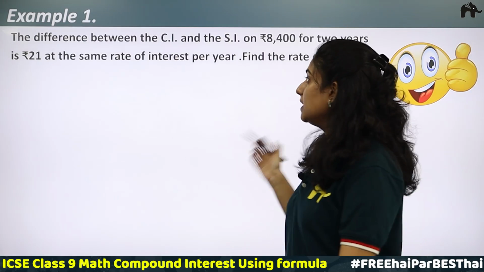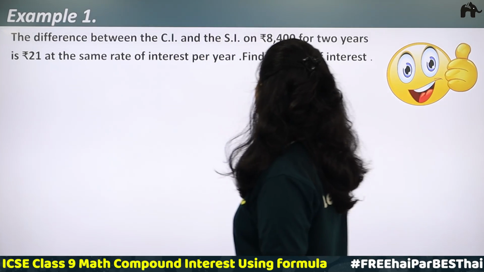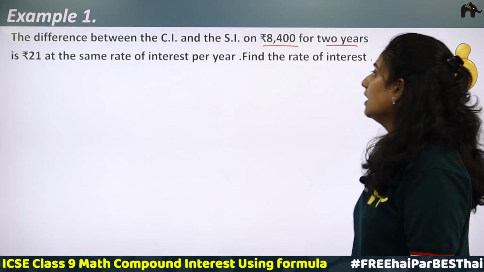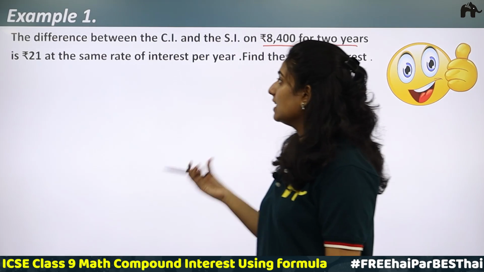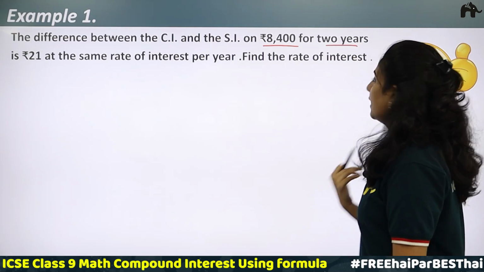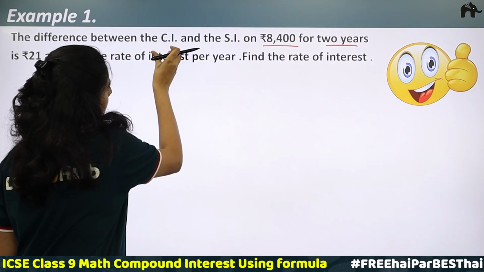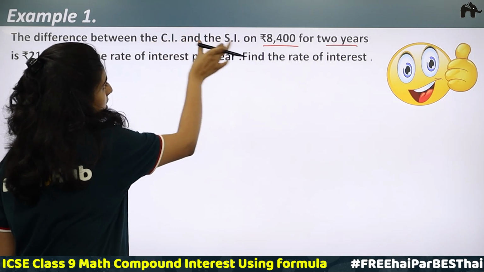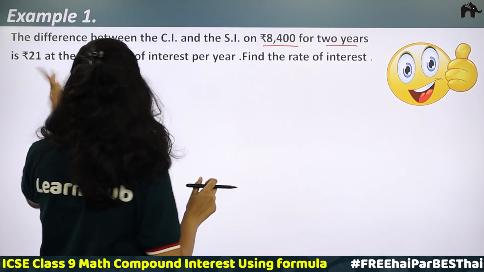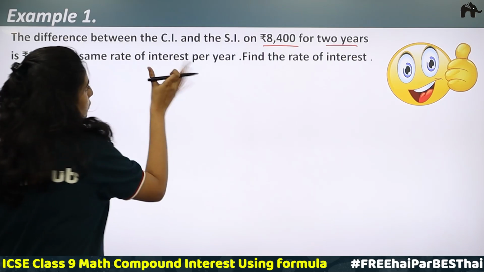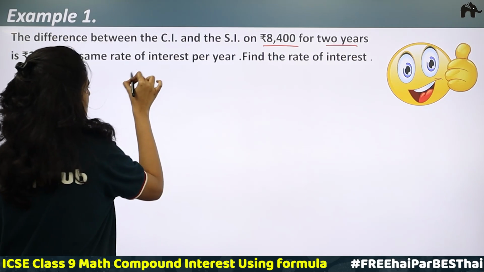Let us take an example. The difference between the compound interest and the simple interest on rupees 8,400 for 2 years is rupees 21 at the same rate of interest per year. Find the rate of interest. Here we have the difference of the simple interest and compound interest, rupees 21, and we have to find what is the rate of interest. So to find rate of interest, first we need the simple interest.